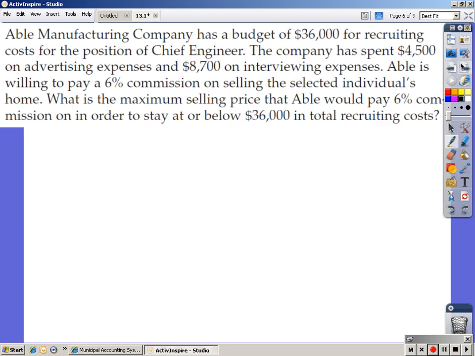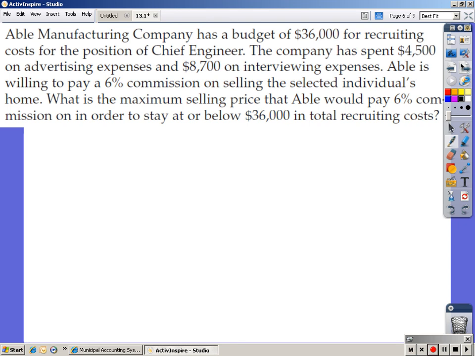All right, example 2. Able Manufacturing Company has a budget of $36,000 for recruiting costs for the position of chief engineer. The company has spent $4,500 on advertising expenses and $8,700 on interviewing expenses. Able is willing to pay a 6% commission on selling the selected individual's home. What is the maximum selling price that Able would pay 6% commission on in order to stay at or below $36,000 in total recruiting costs?